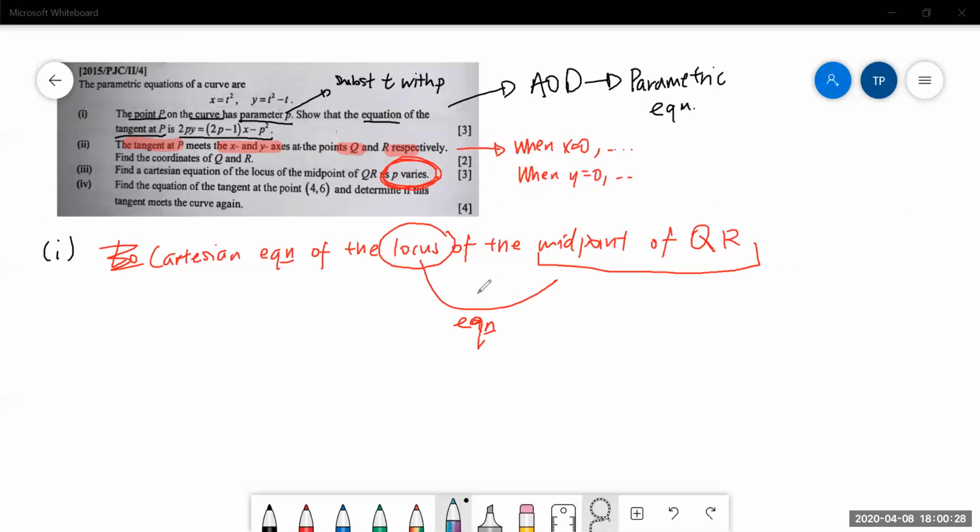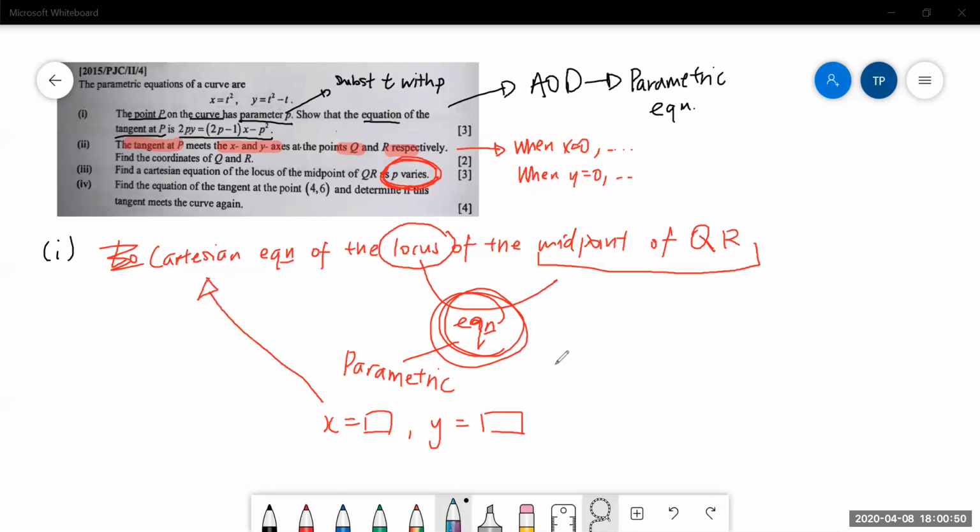After we find this, the equation is supposedly a parametric equation. This is always the setup. You will have x equals something and y equals something. From there, we are going to convert this into a Cartesian equation. Where will this parametric equation come from? It comes from the midpoint of QR, because the midpoint will have something, comma, something, where this is the x coordinate and this is the y coordinate. That's why you have this and this. Is it clear? You understand how to do it now?